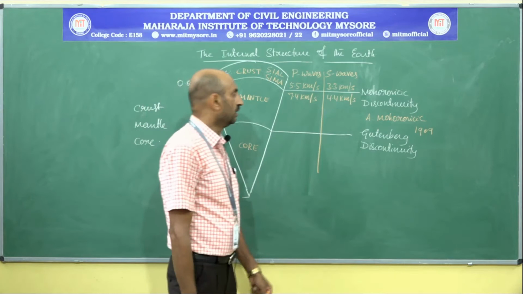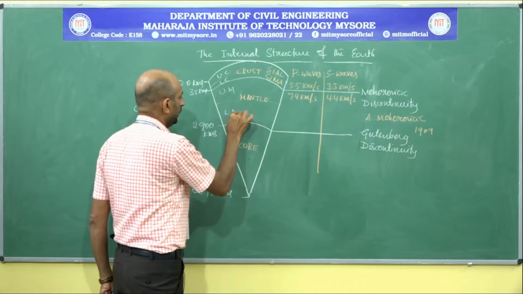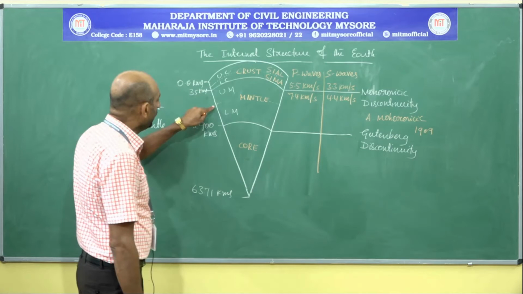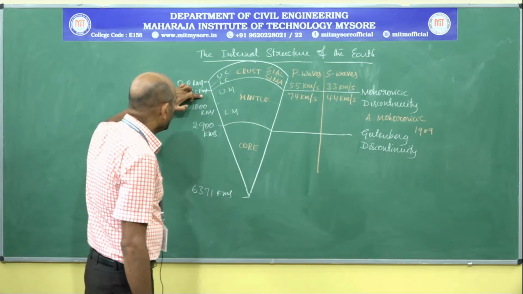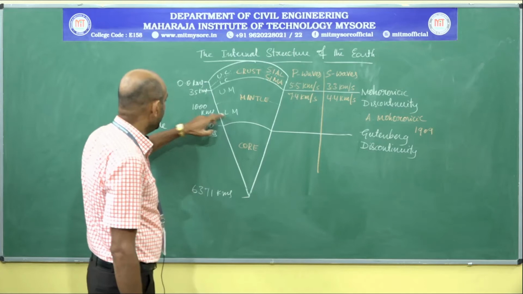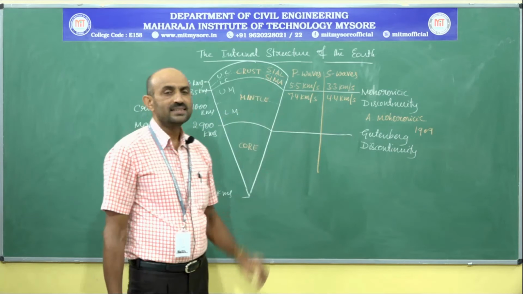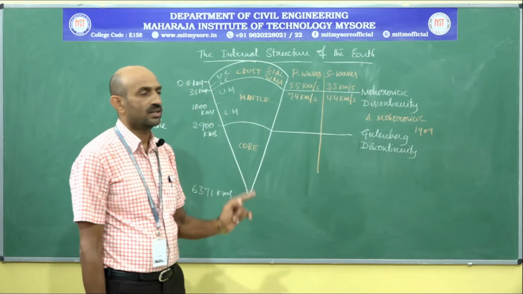Again, this mantle is divided into two divisions, upper mantle and lower mantle. The upper mantle extends from 35 kilometers to 1,000 kilometers. The lower mantle extends from 1,000 kilometers to 2,900 kilometers. The mantle comprises only magnesium, iron, silica rich minerals and rocks.